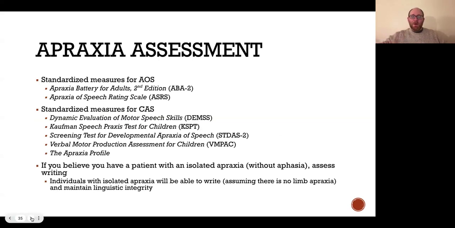As far as apraxia goes, I did put some standardized measures for apraxia because, subjectively on my end, they tend to be a little bit better and more standardized for apraxia. There are a couple of different standardized dysarthria tests, but they tend to be not super functional to administer in a clinical setting. So one you might come across is called the Assessment for Intelligibility of Dysarthric Speakers, or the AIDS.